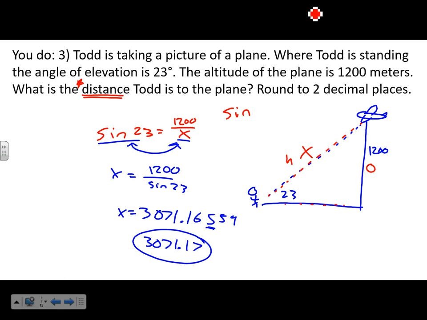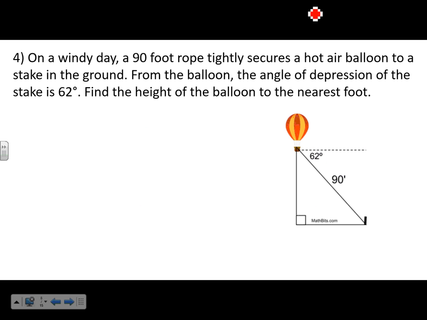So all those were angle of elevation problems. So now let's look at some angles of depression problems. On a windy day, a 90-foot rope tightly secures a hot air balloon to a stake in the ground. From the balloon, the angle of depression of the stake is 62 degrees. Find the height of the balloon to the nearest foot.